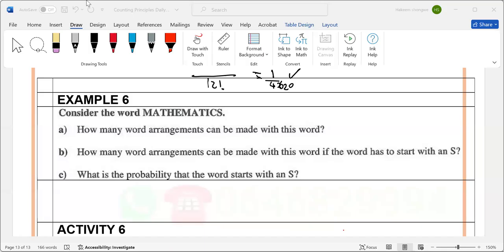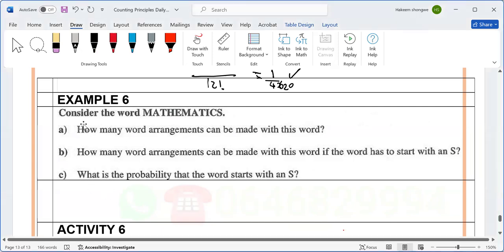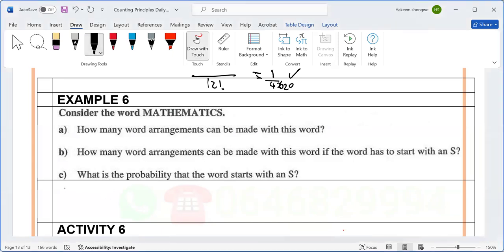Let's consider the word mathematics. How many letters are there in mathematics? All in all, 11. So I'm going to say that we have 1, 2, 3, 4, 5, 6, 7, 8, 9, 10, 11.